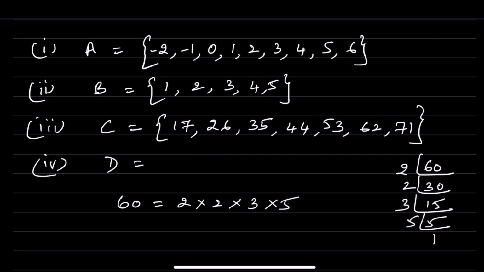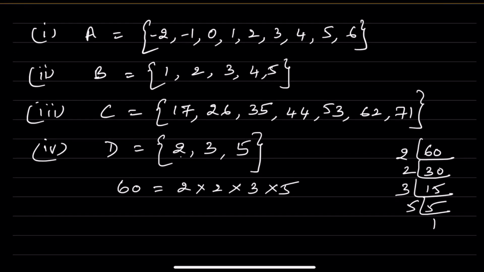So when you are writing it as a set, you know that set will never have repeated numbers. So it consists of the divisors 2, 3 and 5. 2 is repeated twice, but we write it only once. Whatever divisors we are writing of 60, does it belong to set D or not, we have to see. So if you define D as 2, 3, 5, you can see that all these divisors belong to the set D.